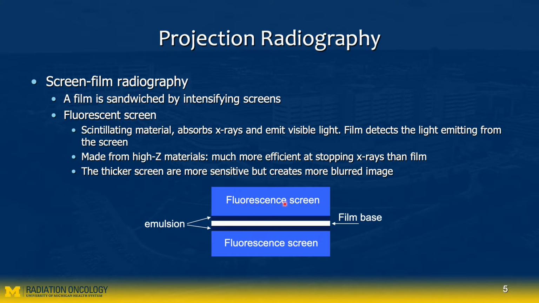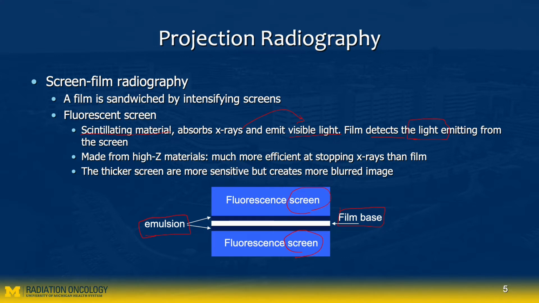So film is actually made out of screen, film base, and emulsion. It is typically sandwiched with the screen on both sides. Then this is the plastic film base. Then we have these chemical layers of emulsion. Okay, so what is the screen? Screen is made out of scintillating material, meaning it absorbs X-rays and emits visible light. So X-rays are converted into visible light in this scintillating layer, and the film, rather the emulsion, detects this light coming from the screen.